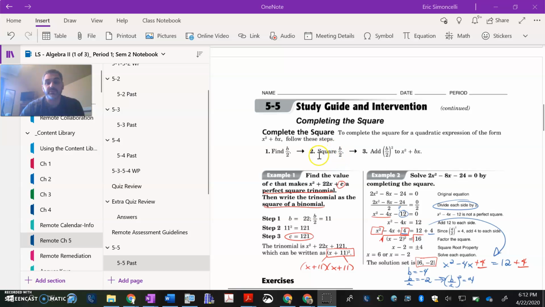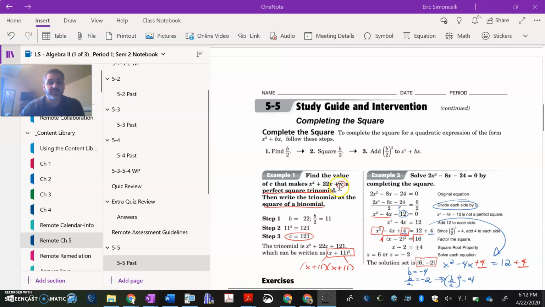The next step, once you establish what b over 2 is, you square that whole quantity. And then the third step is you add b over 2 quantity squared to the original two-term binomial, x squared plus bx. And they're going to start you off quite nicely with example 1, asking you to find the value of c that makes x squared plus 22x plus c a perfect square trinomial.